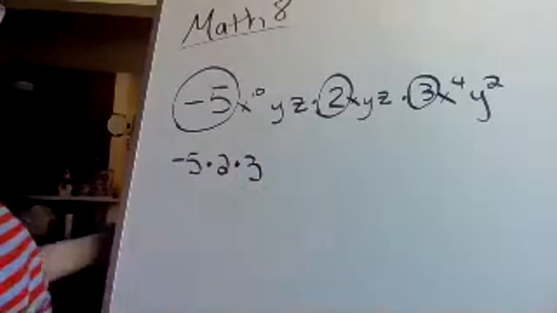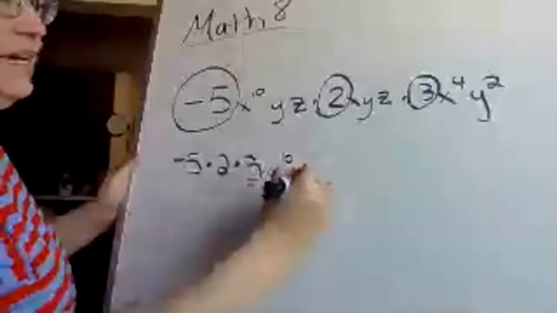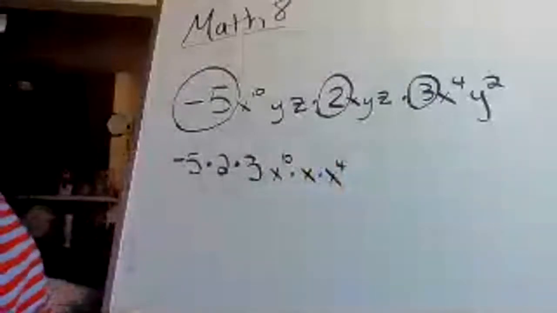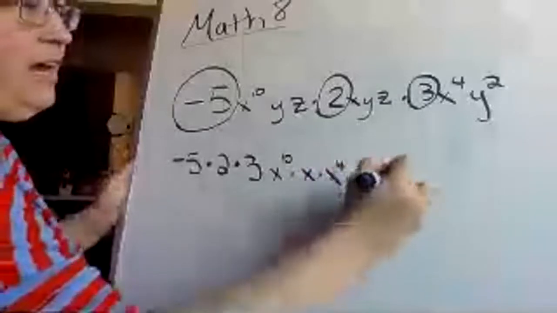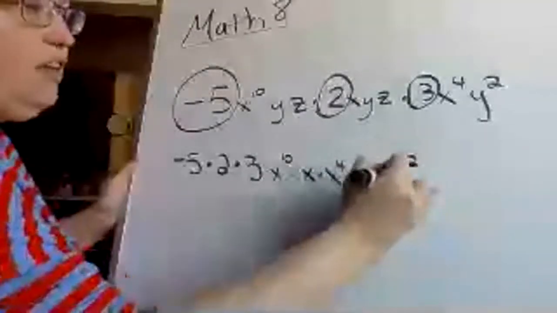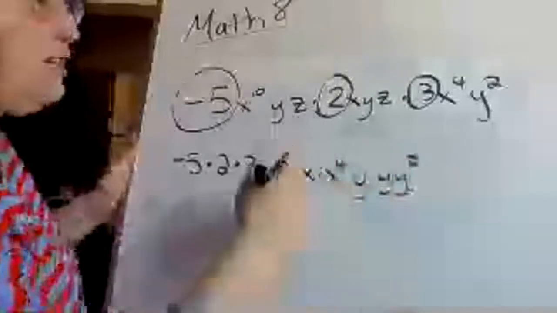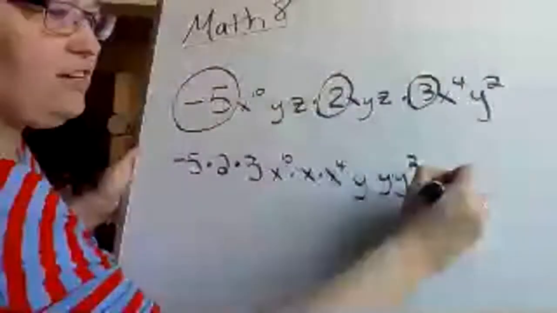Then I'm going to put the x's together. So I have x to the 10th times x to the 4th. And then y's, I have a y, I have another y, and I have a y squared. The only reason I'm doing it this way is to organize it for some of you that have a hard time seeing all of this jumbled together. Then I have a z here and a z here.